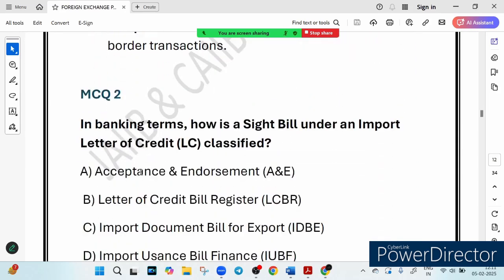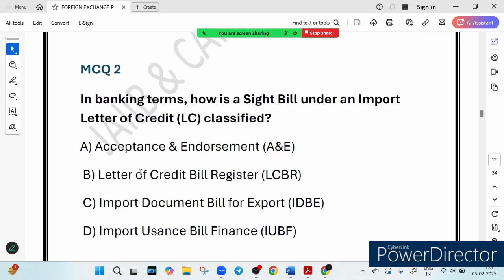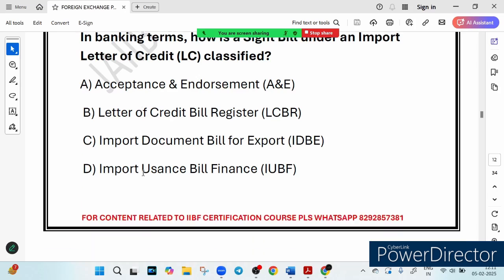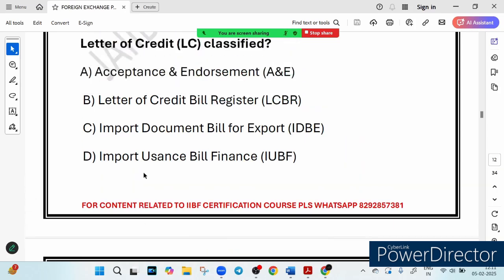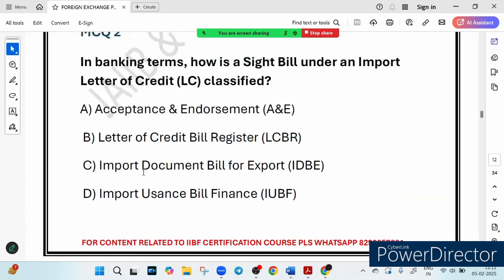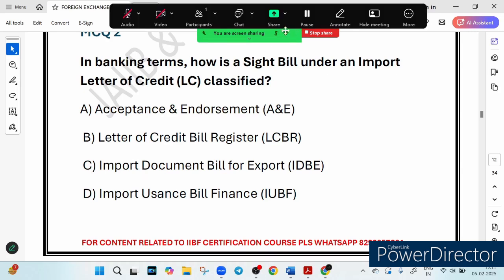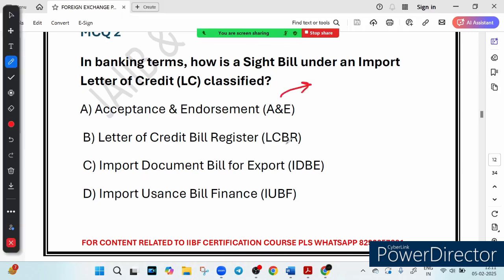Now let's see the next question. In banking terms, how is a sight bill under an import letter of credit classified? How do you classify a sight bill under an import letter of credit? So this question pertains to the letter of credit. So friends, option A says A&E, then LCBR, IDBE, IUBF, and option E says DBUF. So let's start with A&E, that is acceptance and endorsement. This refers to a process where the bank accepts a bill of exchange and endorses it for further processing. So A&E means acceptance and endorsement. It is a process where the bank accepts a BOE.